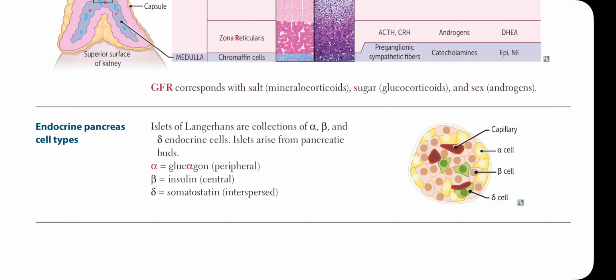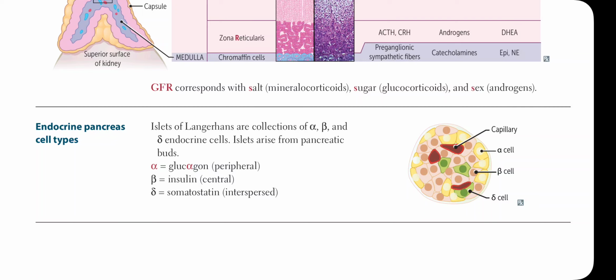Then the endocrine pancreas cell types. These are three cell types. The islet of Langerhans is a collection of alpha, beta, and delta endocrine cells. The islets arise from the pancreatic bud, and alpha is for glucagon, that is in the periphery. Then beta is the insulin, that is central, and then delta is the somatostatin, that is interspersed throughout.